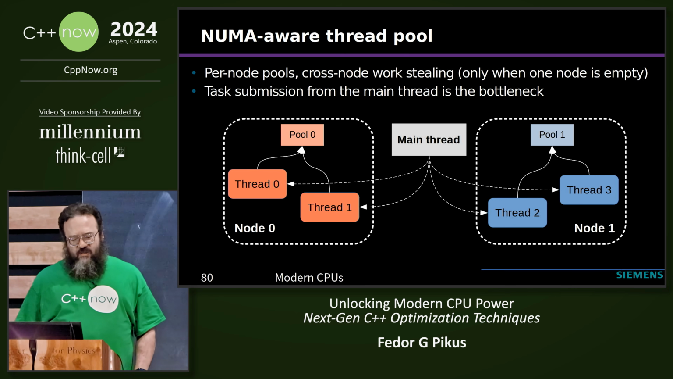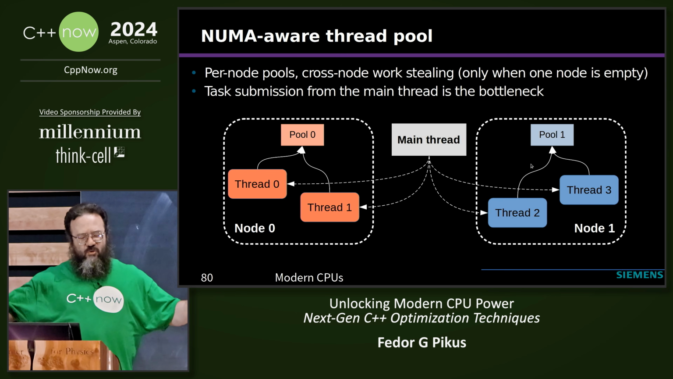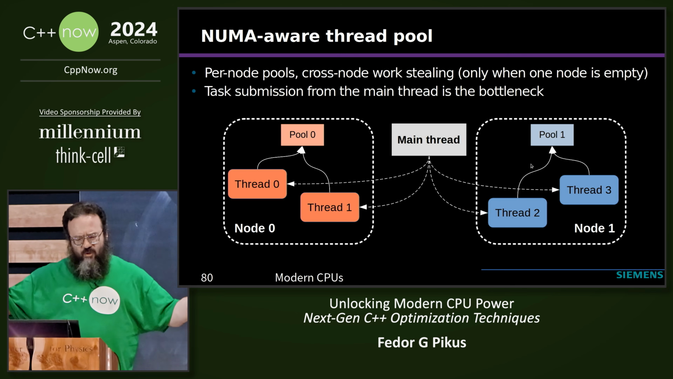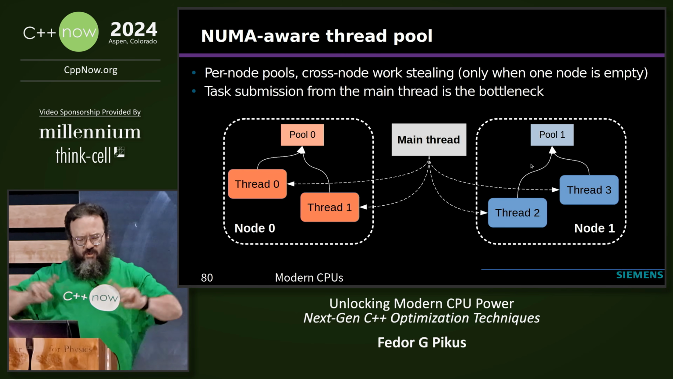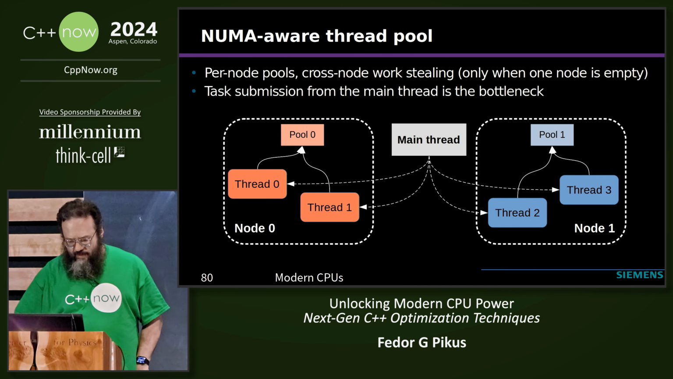And when it wants, typically in the thread pool there is some kind of flag that tells them to stop or go to sleep or whatever. So the main thread will reach out and set those in all NUMA nodes.